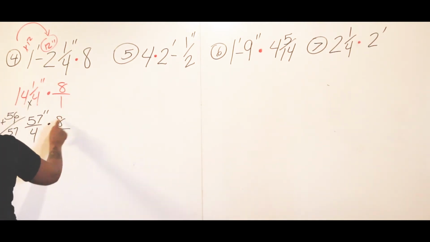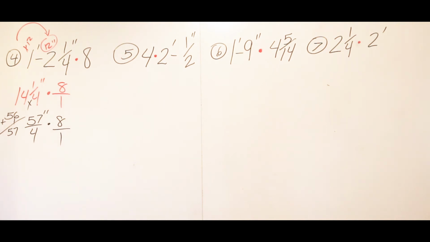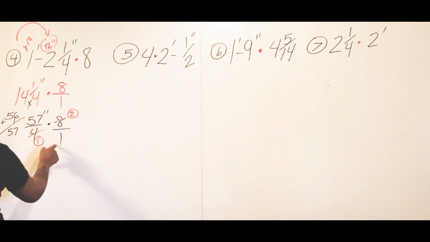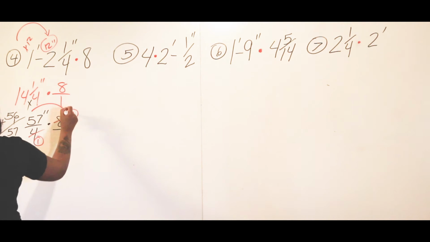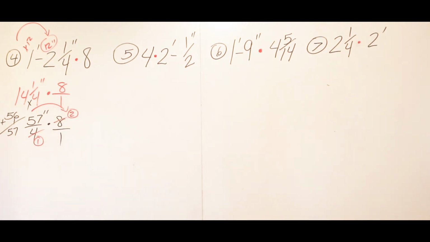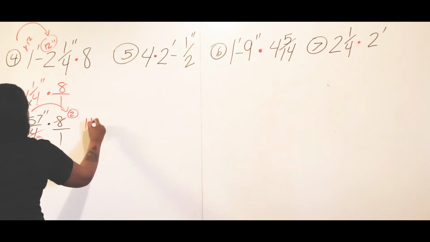So now let's look at the 4 and the 8. Can we reduce 4/8? Yep, we can. So, can 4 go into 8? Find the greatest common factor. 4 goes into 8 how many times? Twice. And 4 goes into itself one time. We can't cross reduce this anymore. So now we multiply numerator times the numerator. We double up 57. 57 times 2 gives us 114.